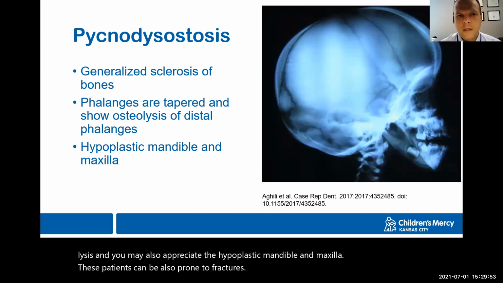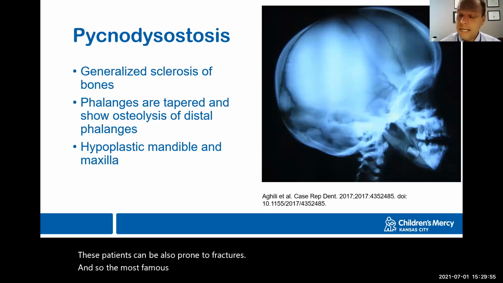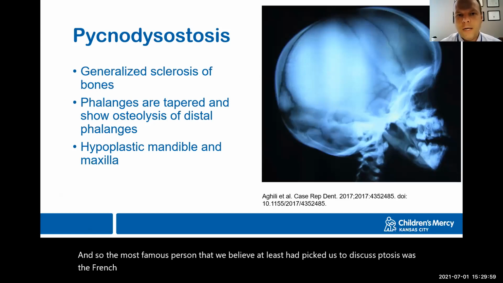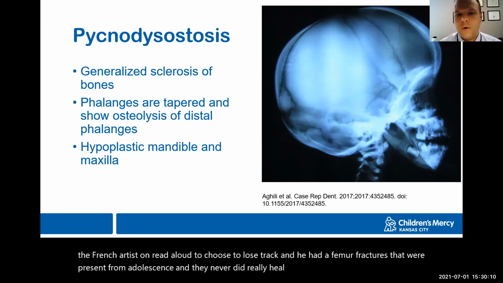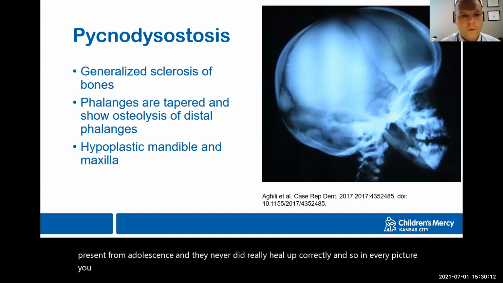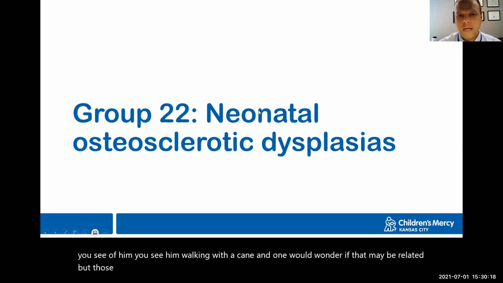And so the most famous person that we believe at least had pycnodysostosis was the French artist Henri de Toulouse-Lautrec. And he had femur fractures that were present from adolescence. They never did really heal up correctly. And so in every picture you see of him, you see him walking with a cane, and one would wonder if that may be related. But these patients can certainly be prone to additional fractures.